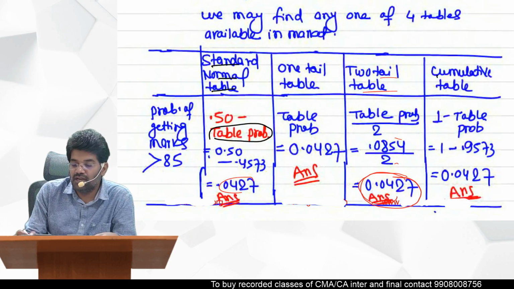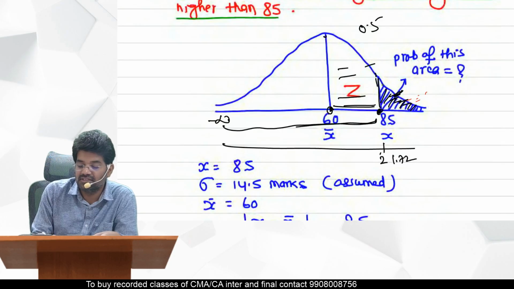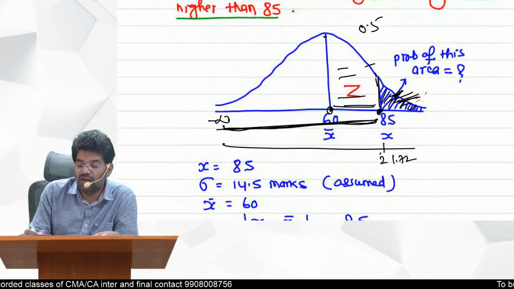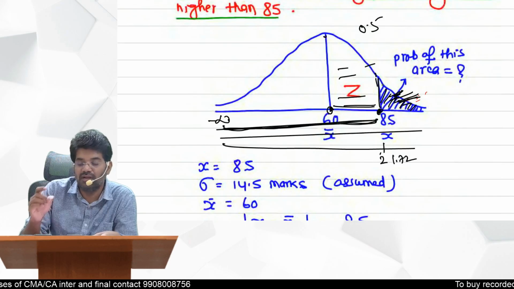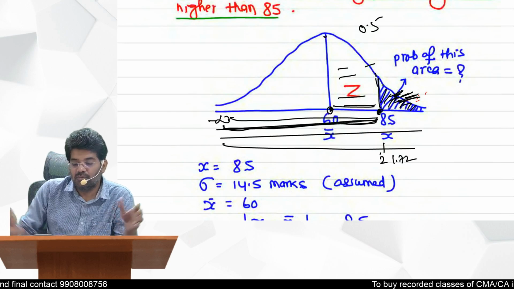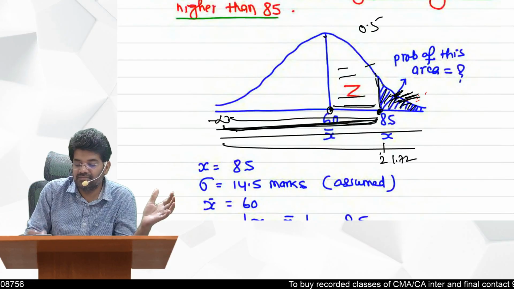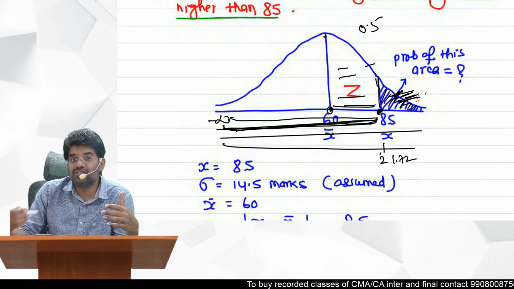If it is cumulative, as I told you, cumulative means they will give you the area from minus infinity up to here. The table will give the area from here to here. I want this value. The total area, I know, is probability 1. From that you remove this area, and automatically you will get this area if it is cumulative.